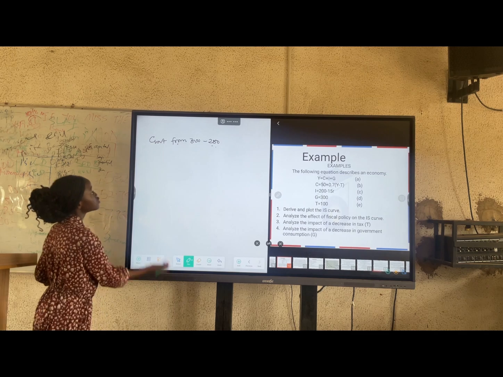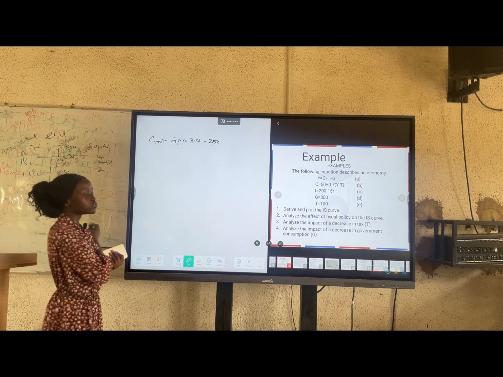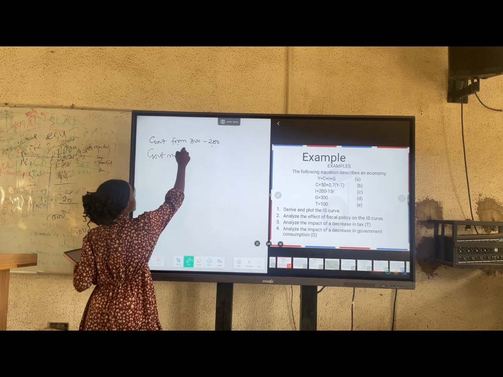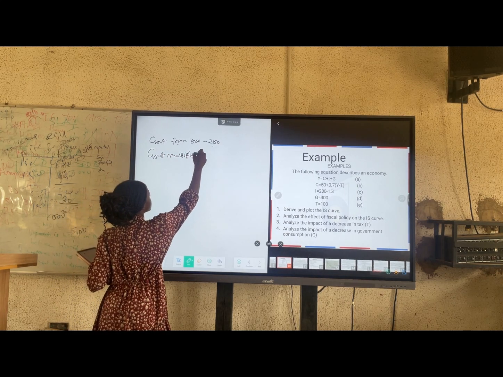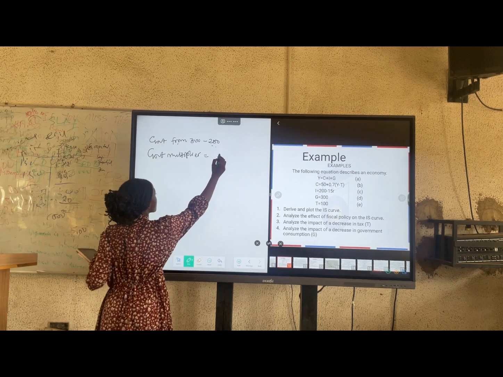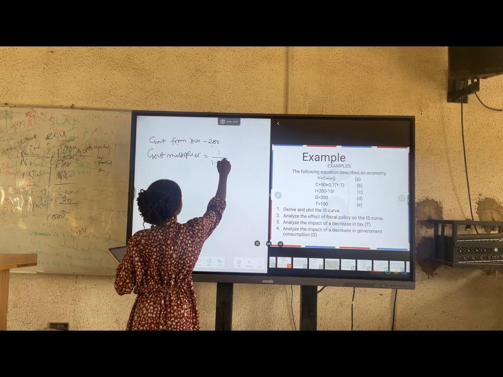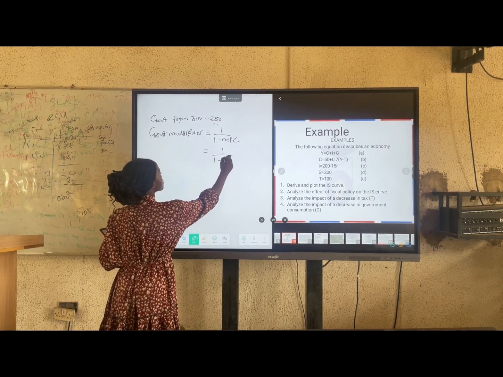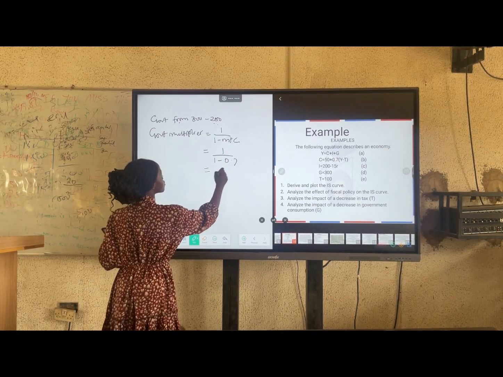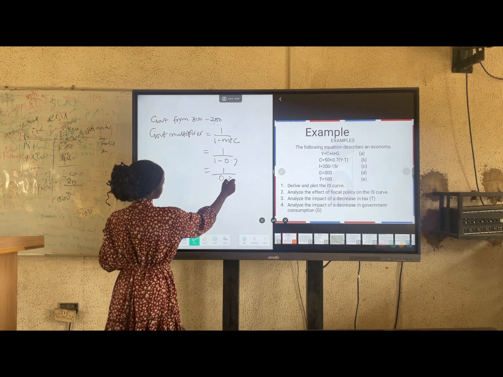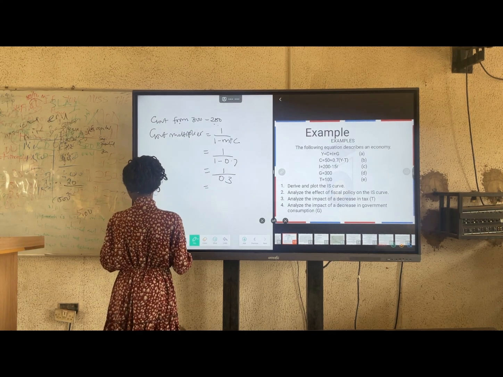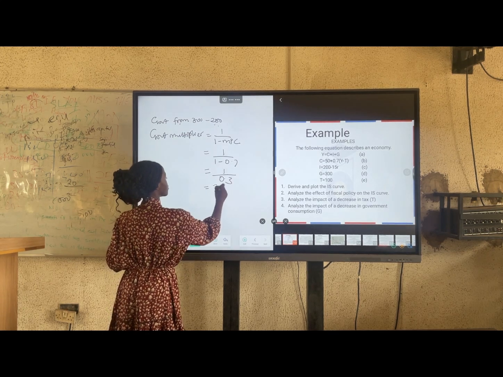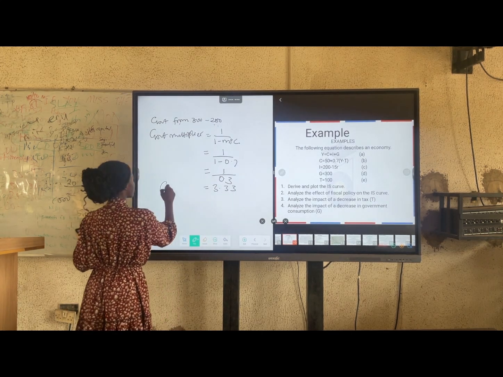To solve this, we're using the government multiplier. Government multiplier equals 1 over 1 minus MPC. MPC is 0.7, so 1 over 0.3, which should give us about 3.33. So this is my government multiplier.